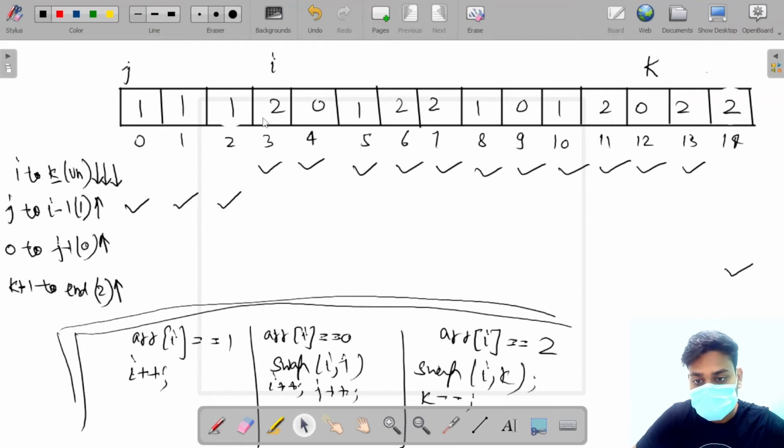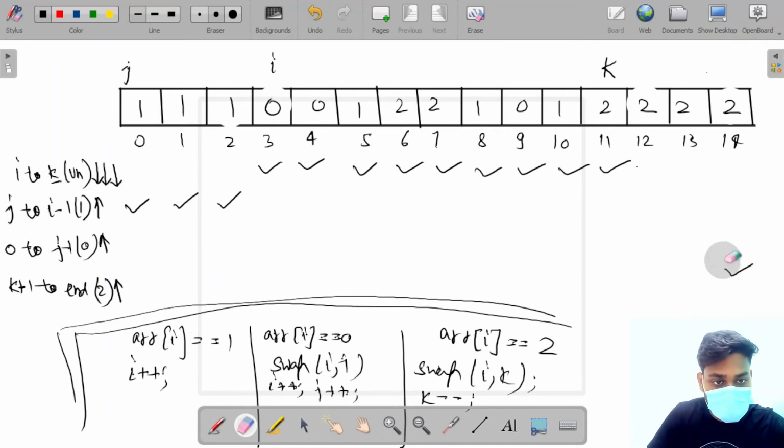Now again AR of I equal to 2. Now this time we have to swap it. So here it will come 0 and here it will come 2, and we have to decrease K. Now let's update the region from K plus 1. The unknown region decreases and the area of 2 increases.